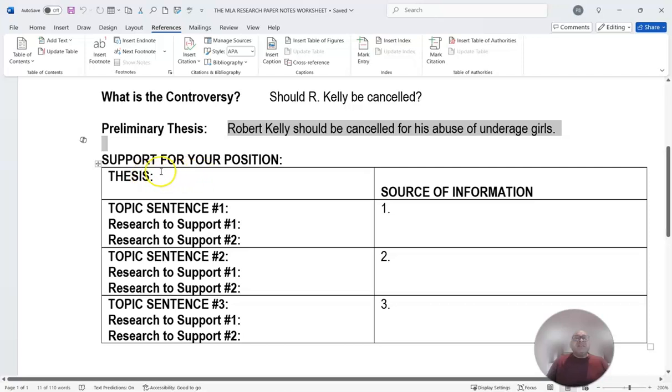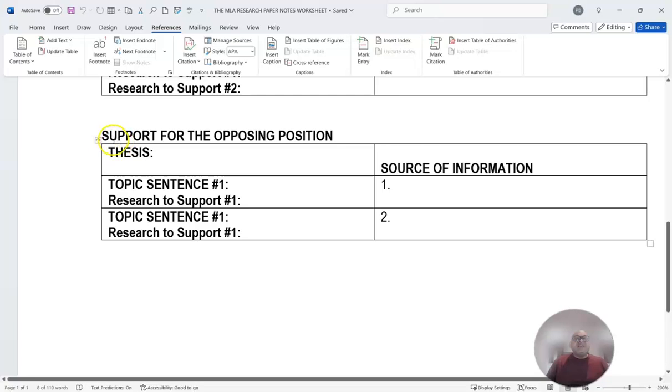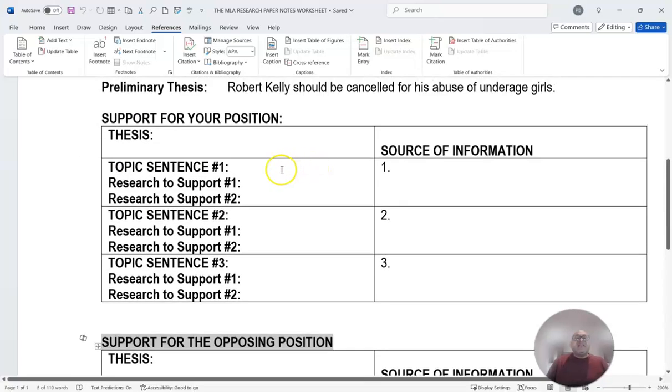So look at this. You're going to take notes. What I want you to do is take notes on support for your position. And I want you to take notes on support for the opposing position. Look at this. You're going to create topic sentences. You're going to take your thesis statement, which you'll place here. Topic sentences come directly from your thesis statement. So you're going to type your topic sentence, and look at what I have here for your instructions.